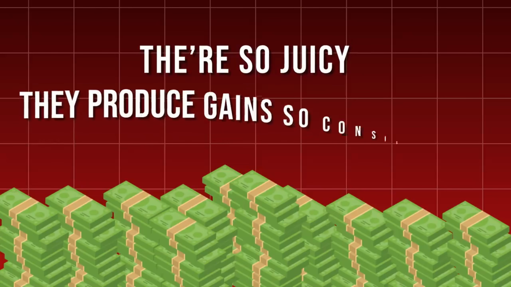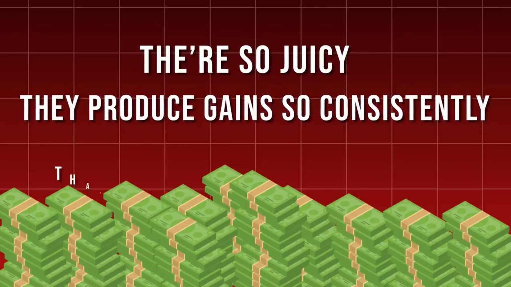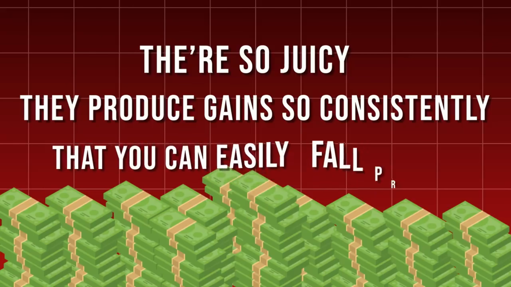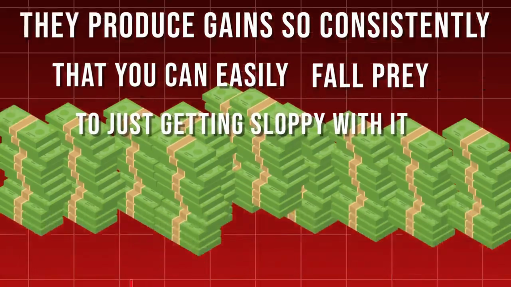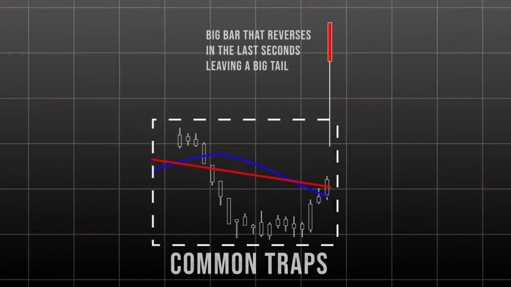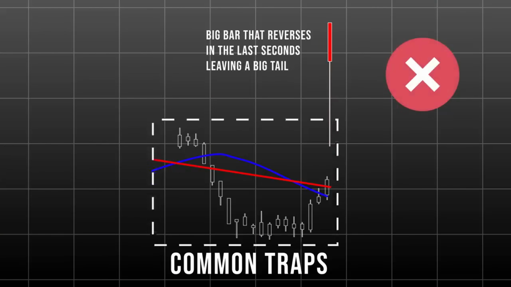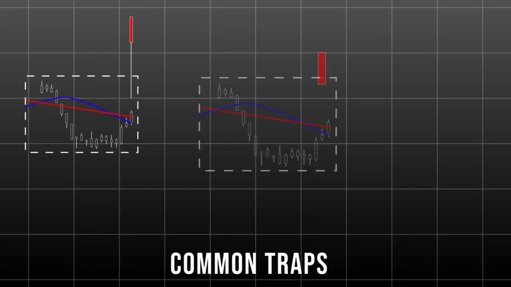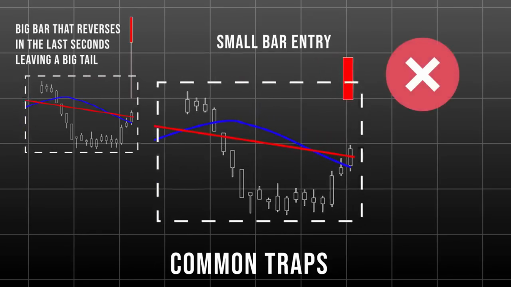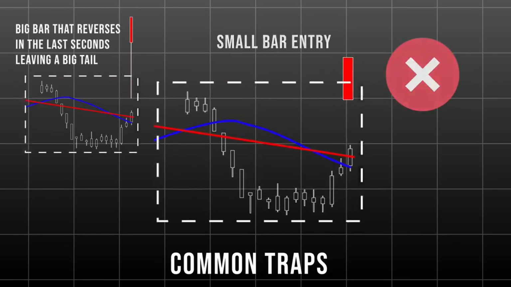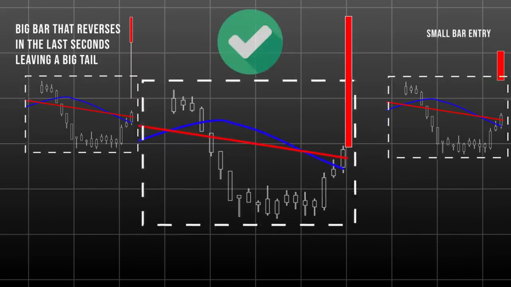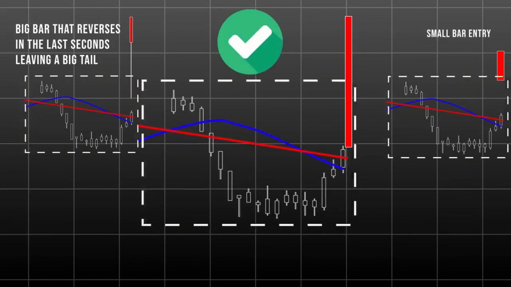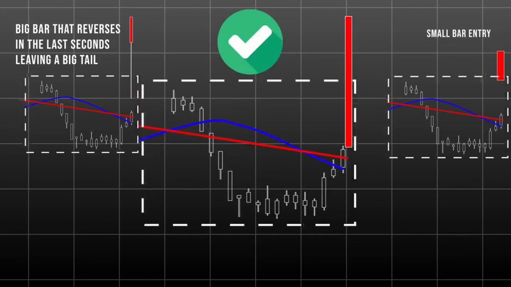They produce gains so consistently that you can easily fall prey to getting sloppy with it, meaning that any red that goes down to support, I'm going to short it. And so you stop requiring the collapse. You stop requiring the wrecking ball. You stop requiring the violence. You stop requiring the crash. And then you just start looking for any red on support, and you can start getting yourself into trouble. Be aware of that trap.